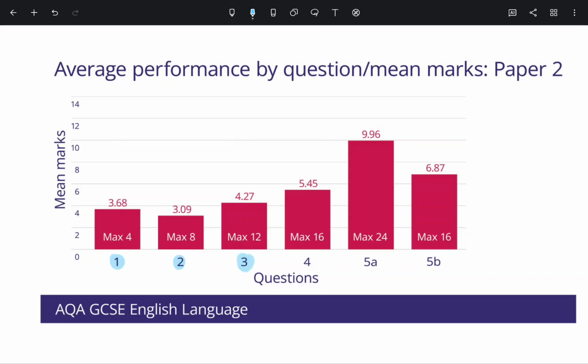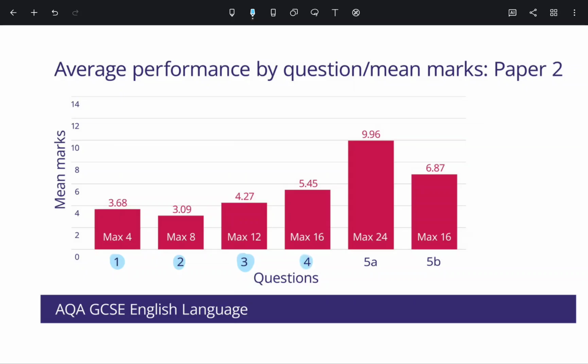Question 3 is the language analysis question. Look at the stats, look at the data. It was poorly answered because out of a maximum mark of 12, the student average was 4.27. Okay, so what does this tell us? That many students did struggle with this question, analyzing language.